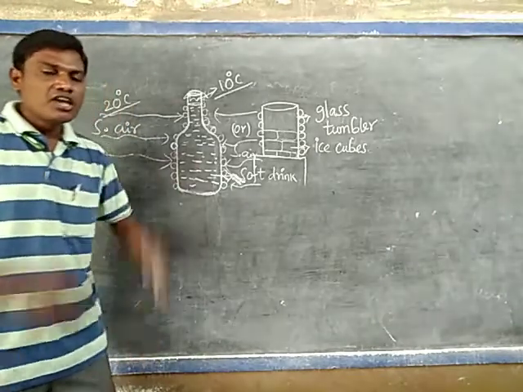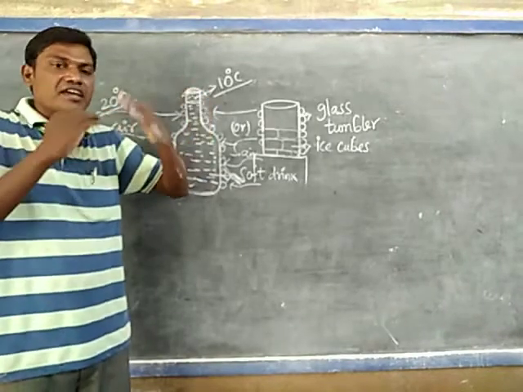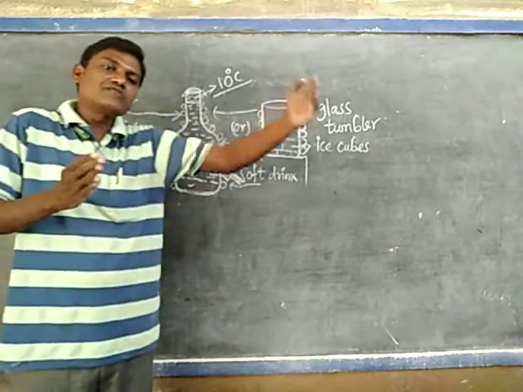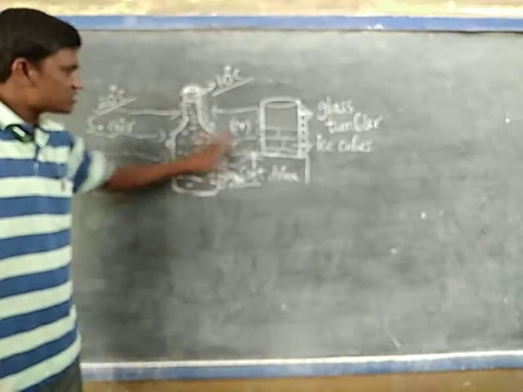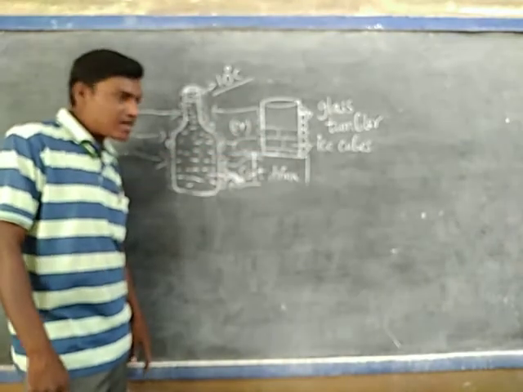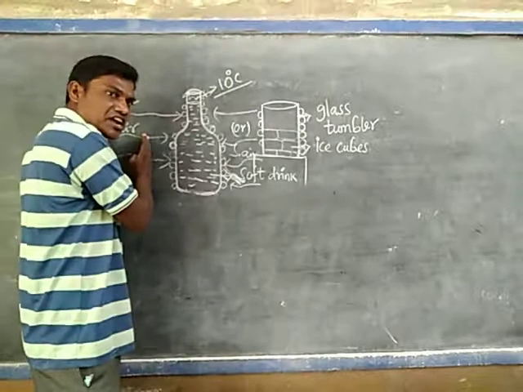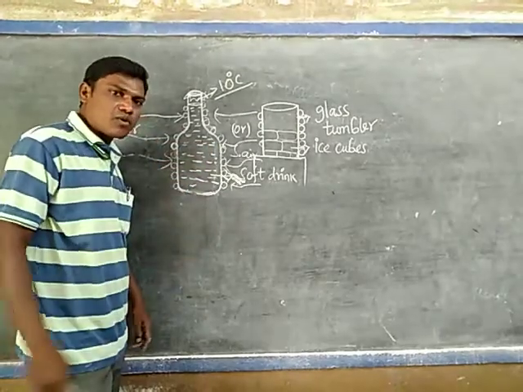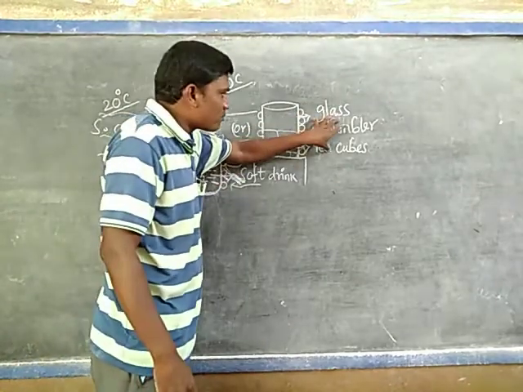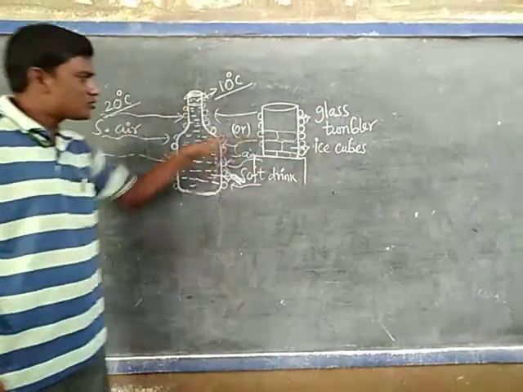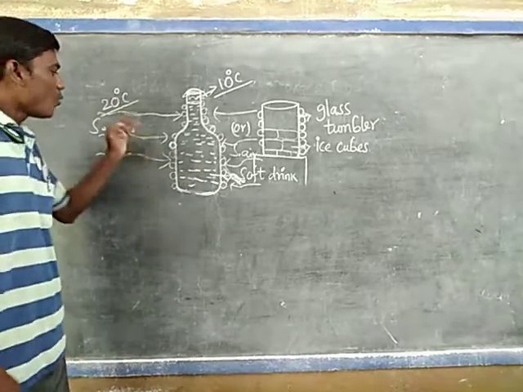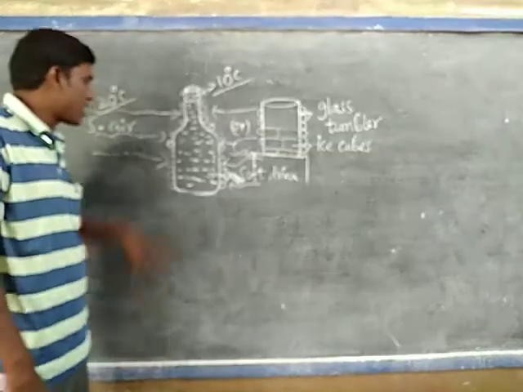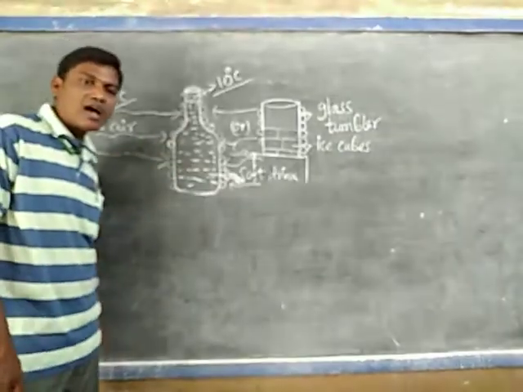What is condensation? It is a process of changing the gaseous phase into which phase? Liquid phase. From this, are you understanding clearly or not? Water vapor is in which state? Gaseous state in the air. After touching the soft cold drink bottle or a glass tumbler filled with ice cubes, in these two cases we observe that the water vapor present in the air is converted into water. That's why the vapor phase changes into the liquid phase.